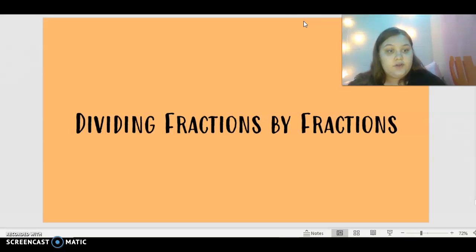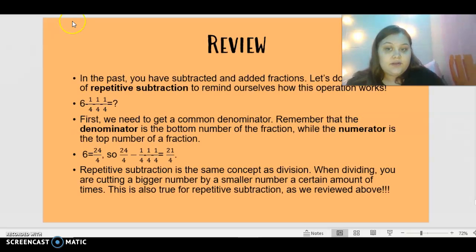So, to start off this unit, our first lesson is going to be learning how to divide a fraction by another fraction. It's not as scary as it sounds, so let's go ahead and get started. Before we start into the actual process of the new content, we're going to do a quick review of repetitive subtraction. We're going to remind ourselves how repetitive subtraction works, so that hopefully you'll see the connection between that, multiplication, and our division problems.